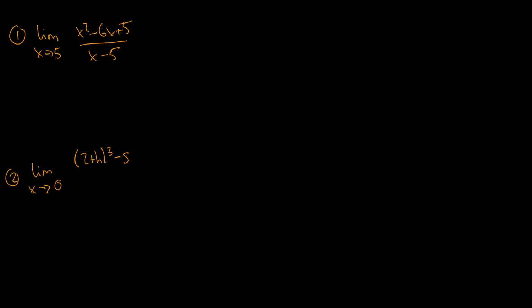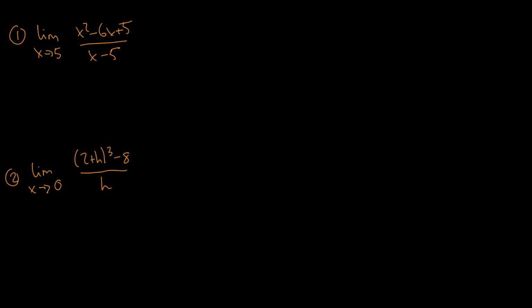Number 1, let's try the limit as x goes to 5 of (x squared minus 6x plus 5) over (x minus 5). And what's another good one we can do? What about number 2, the limit as h goes to 0 of ((2 plus h) cubed minus 8) over h. Perhaps that'll be a little bit more interesting. So pause the video, see if you can do these, and I'll come back with the answers in a second.